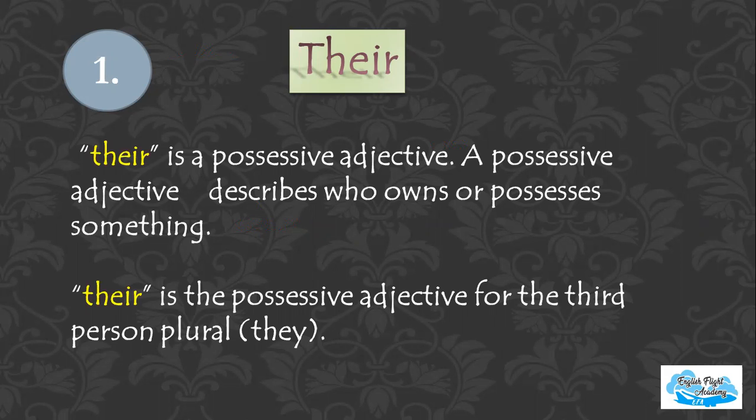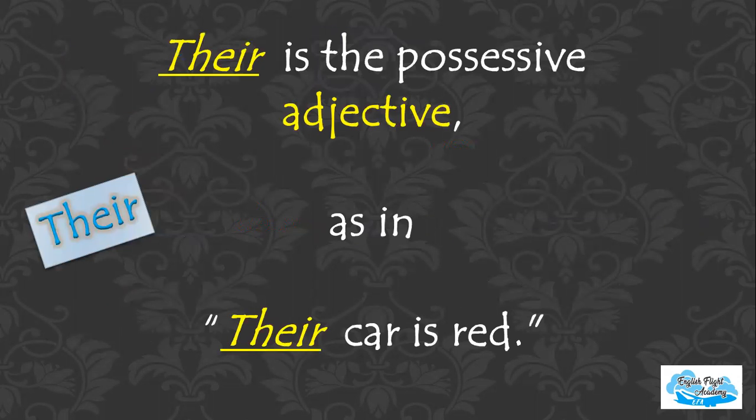Their, T-H-E-I-R, the first one, is a possessive adjective. A possessive adjective describes who owns or possesses something. So T-H-E-I-R, their, is the possessive adjective for the third person plural, that is they, T-H-E-Y. Their is the possessive adjective, as in, their car is red. So over here, their is the possessive adjective.